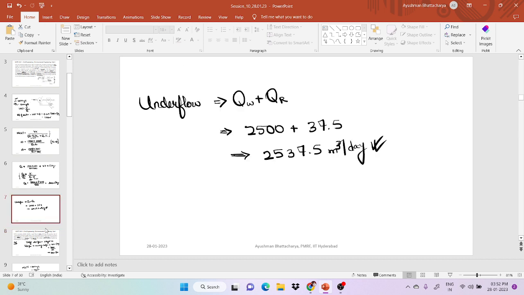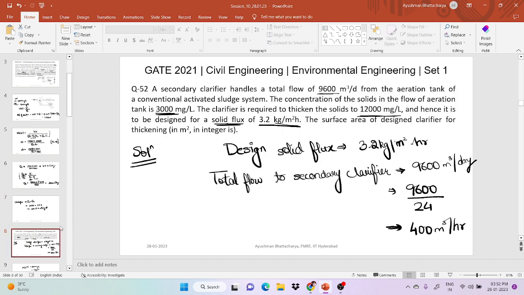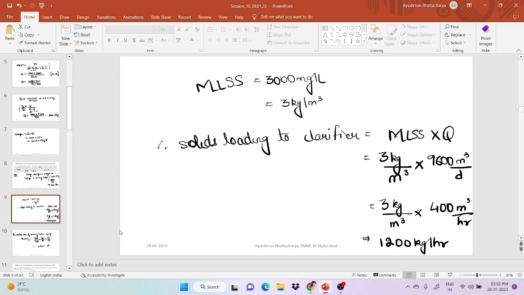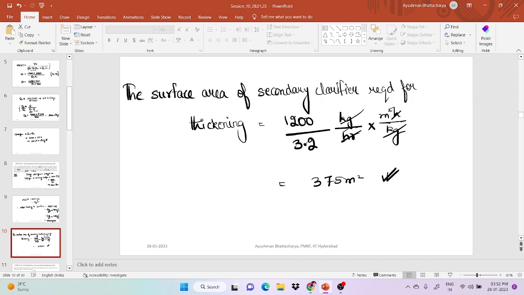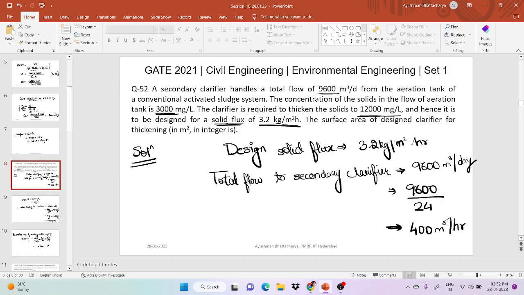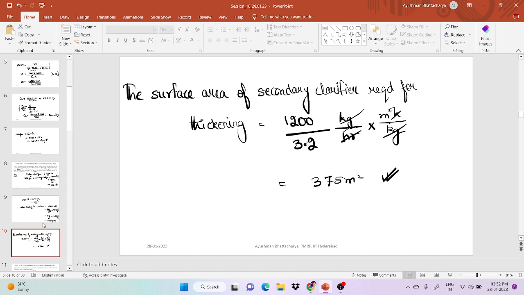In the second question, we focused mainly on design surface area. First we calculated the total amount of solid loading to the clarifier. After calculating the total solid loading to the clarifier, we divided it by the design solid flux, and so we got the surface area of the clarifier.